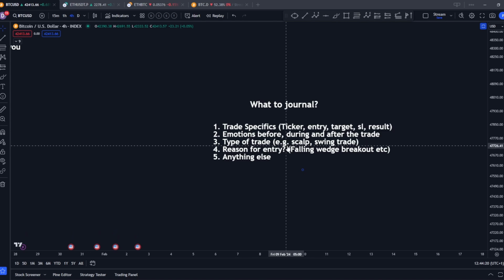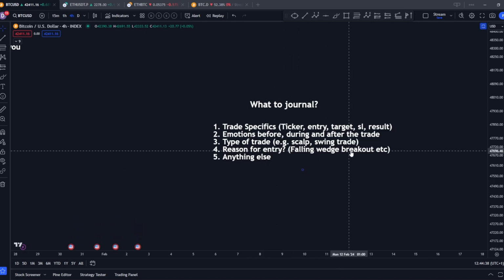Obviously, also write down the type of trade. I mean, you could figure that out from your entry and target, that kind of stuff. But still, whether it was a scalp or a swing trade, it can really help you to figure out your preferred trading style and where you do best.